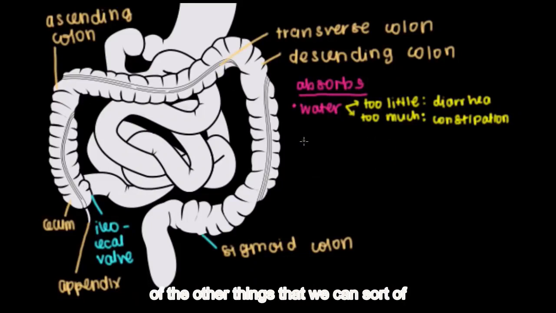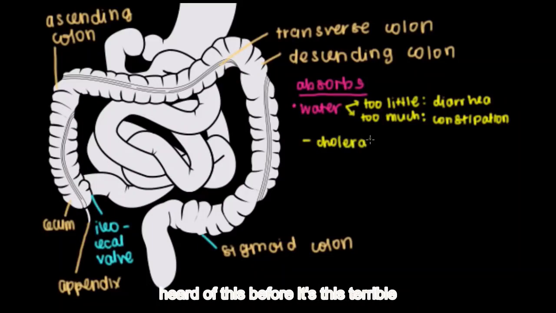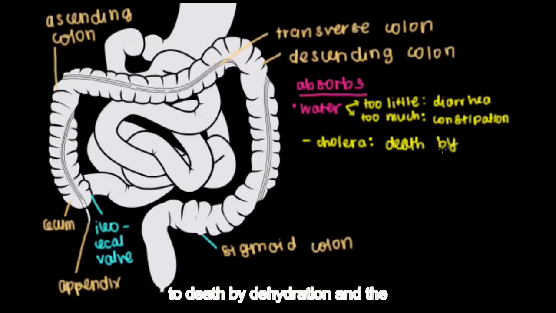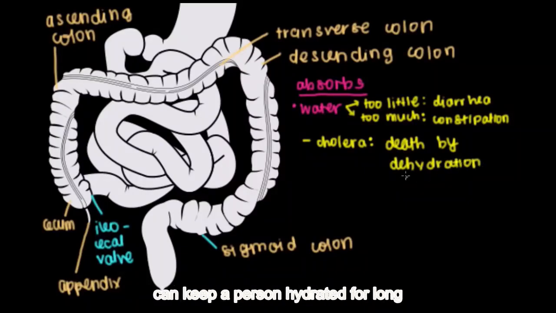One of the other things that we can mention at this point also is the disease known as cholera. I'm sure you've heard of this before. It's this terrible disease where you have a bacteria attack certain receptors or certain proteins that are on your intestinal lining, specifically in your large intestine. And what that means is you're going to start losing a tremendous amount of fluid, eventually leading to death by dehydration. And the interesting thing here is that if you can keep a person hydrated for long enough, your GI will actually pass the bacterium out. So if you can keep a person hydrated while they have cholera, you can get them past the disease to be able to survive.